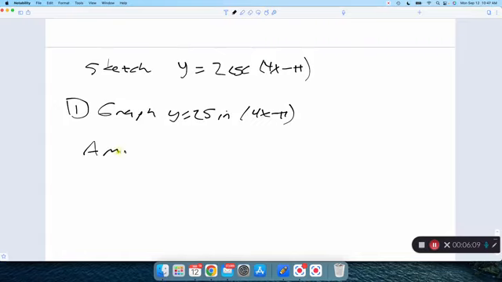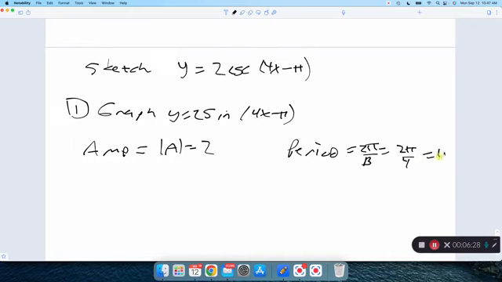So we find our amplitude, which is absolute value of A. A here is 2. Absolute value of 2 is 2. We find our period, 2 pi over B. B is the number multiplying x, so 2 pi over 4. Maybe I want to reduce that to pi over 2. Maybe I want to leave it pi over 4. Maybe I'm going to want pi over 8. I don't know. Or that would be 4 pi over 8.